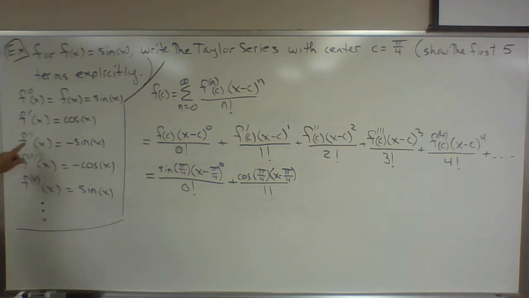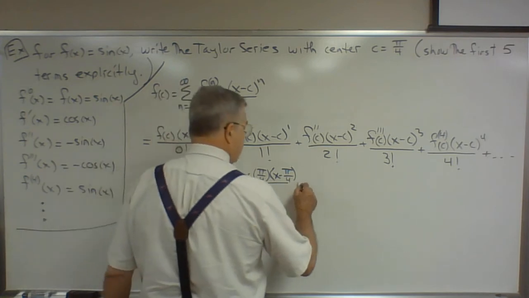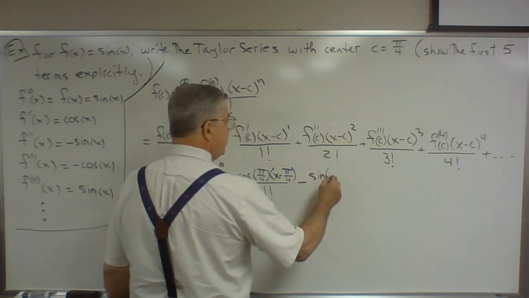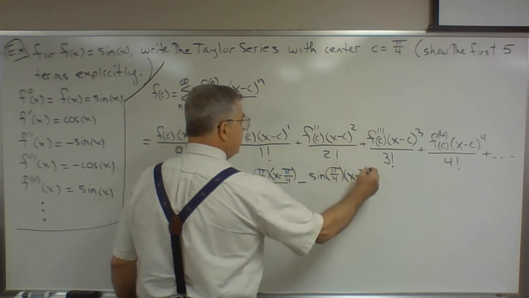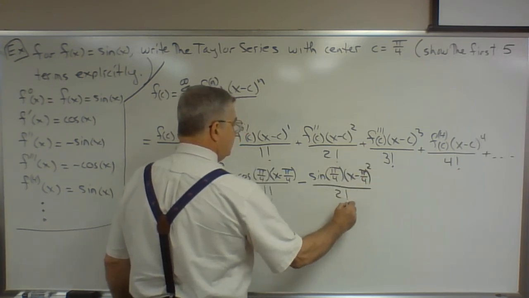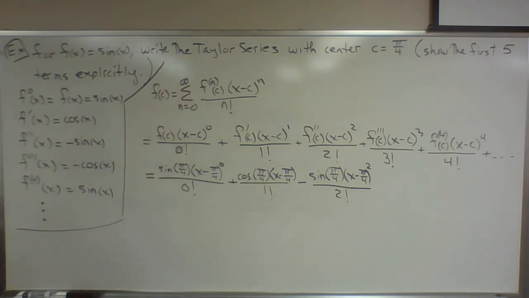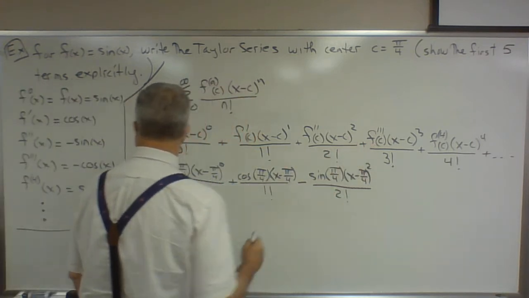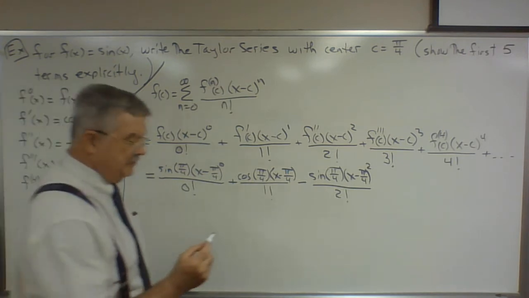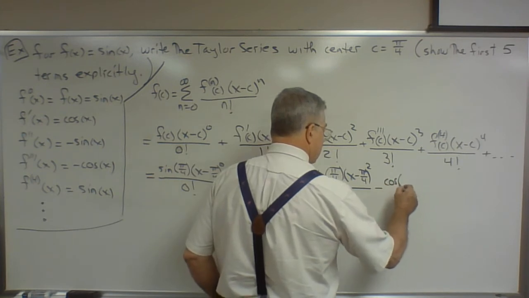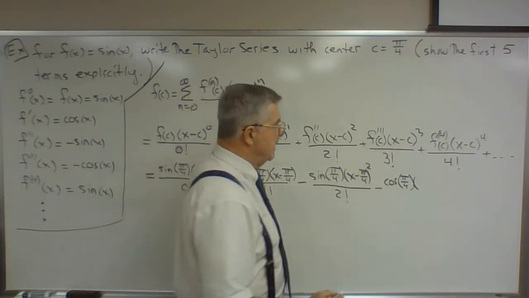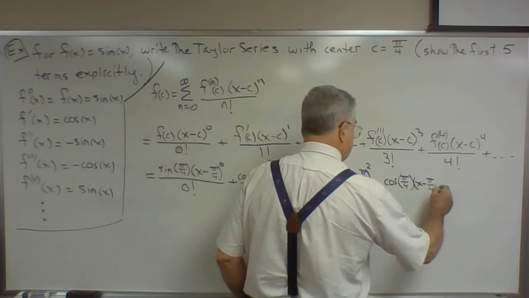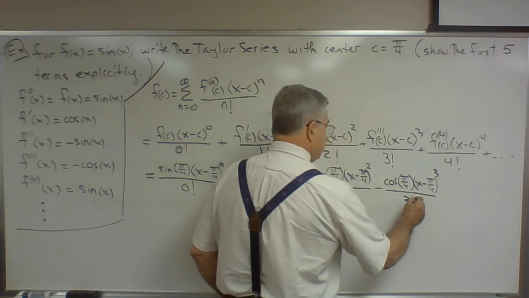over 1 factorial. And now we go to the second derivative, that's negative sine of x. So negative sine evaluated at c, pi over 4, times x minus pi over 4 squared, all over 2 factorial. Ooh, I may need a shoehorn to fit all of this in. Then we have plus the third derivative, which is negative cosine of x evaluated at pi over 4 times x minus c, pi over 4, cubed over 3 factorial.